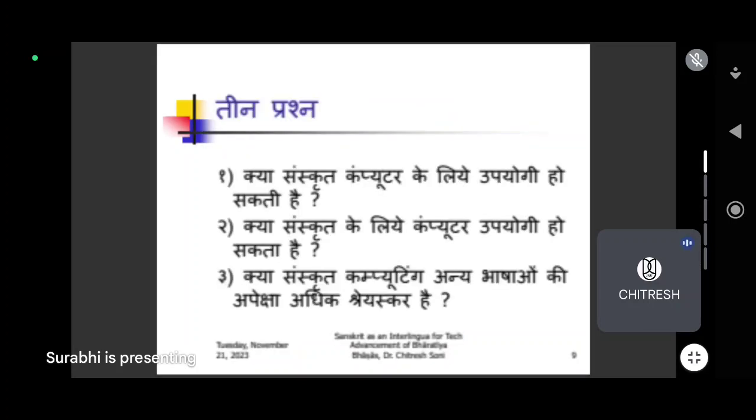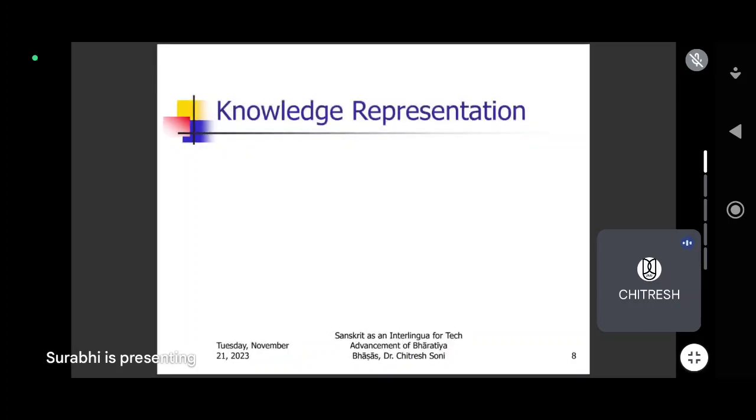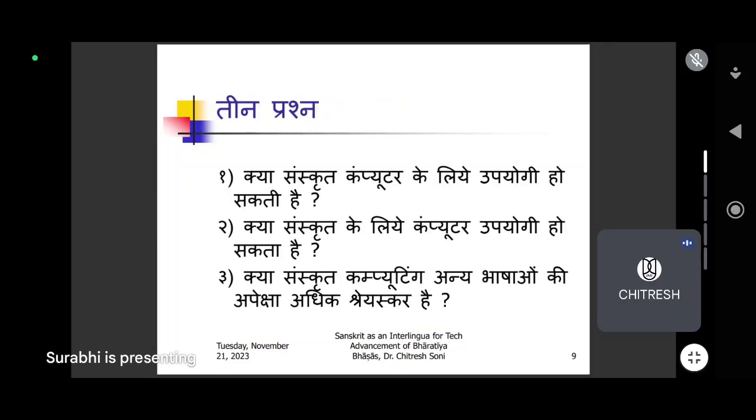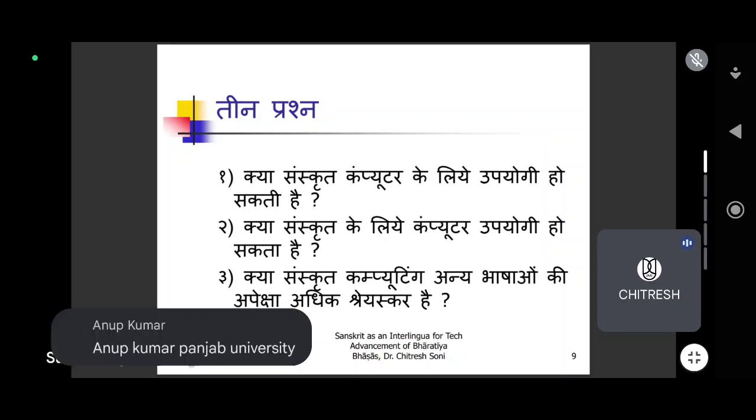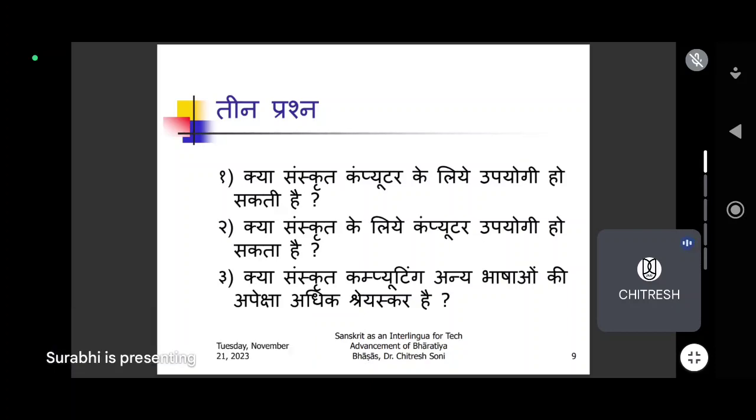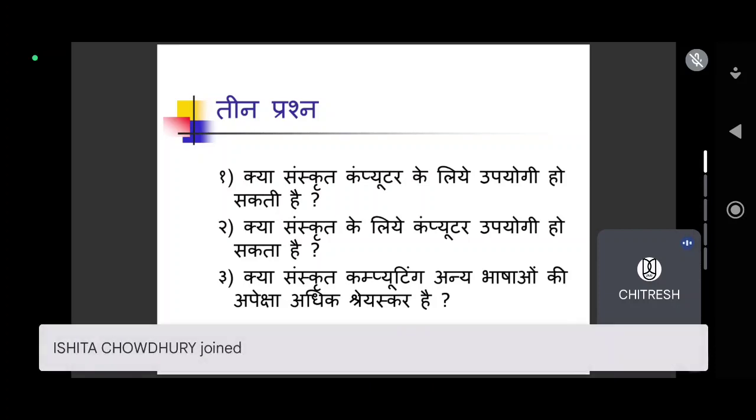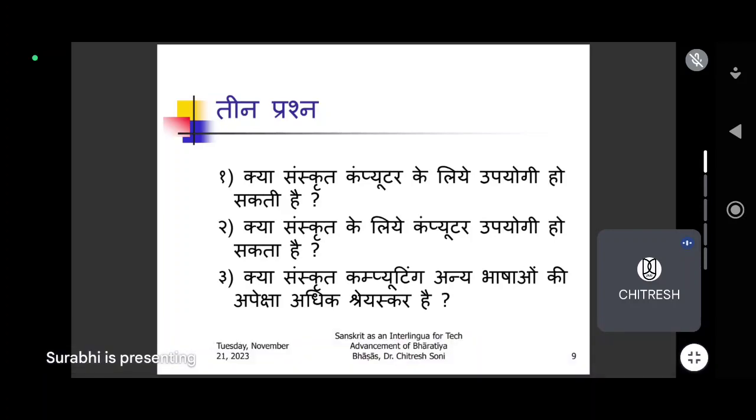Okay, knowledge representation. So we have three questions for this knowledge representation: how to represent knowledge, and how in this computer science and technical things, you all must be knowing. But these three questions come to fore relating to today's topic. क्या संस्कृत कंप्यूटर के लिए उपयोगी हो सकती है? Can Sanskrit be beneficial to the computer? And then second one, क्या संस्कृत के लिए कंप्यूटर उपयोगी हो सकता है? Can computer be equally beneficial for Sanskrit?